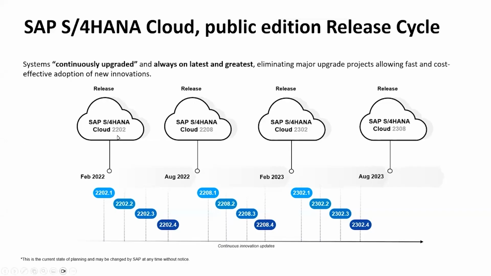So this is the kind of the upgrade path that I was talking to you about. And you can see here that every February and August, that's the schedule where new releases happen. They happen behind the scenes automatically for cloud customers.